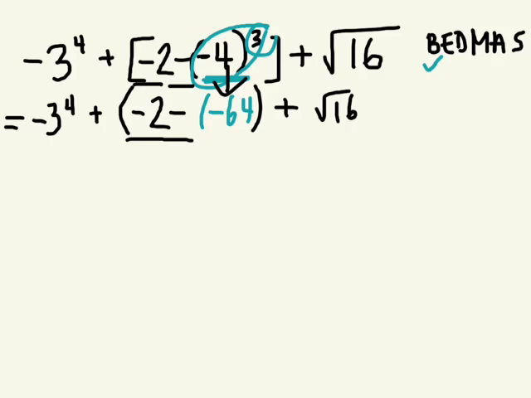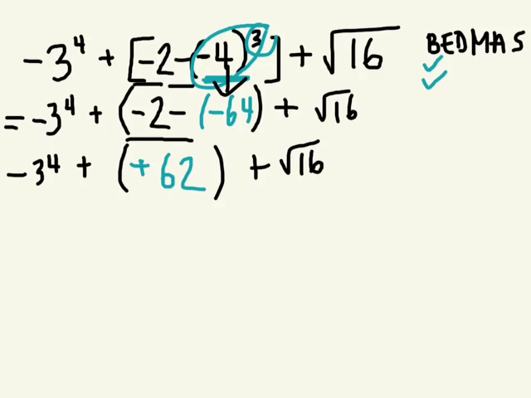Okay, next step, are we done with the brackets? No, we still have to simplify what's inside our bracket. So we have -3 to the power of 4 plus, what's -2 take away -64? Positive or negative? Okay, so it's going to be positive 62.